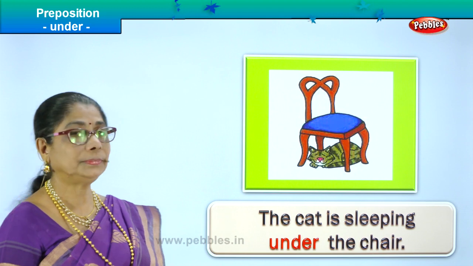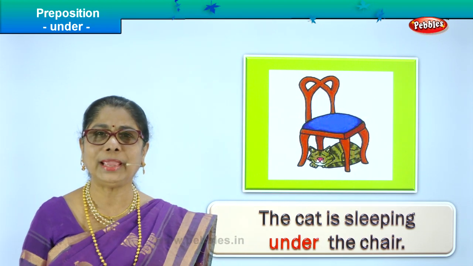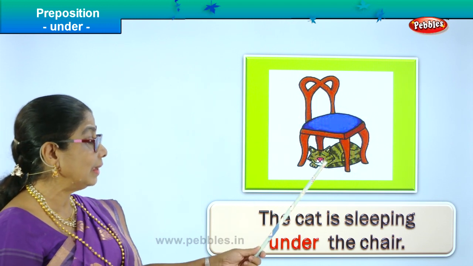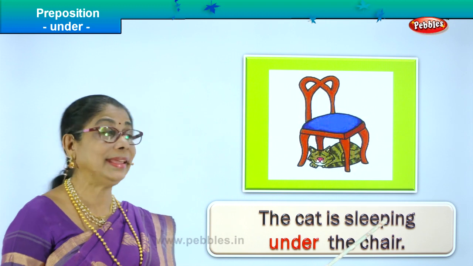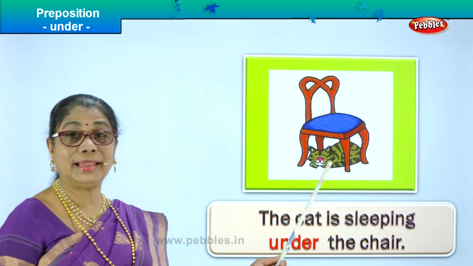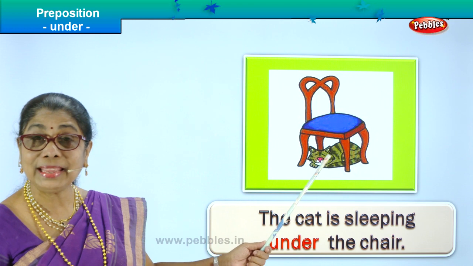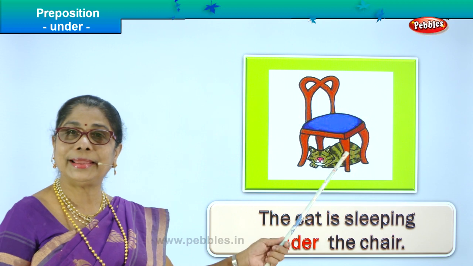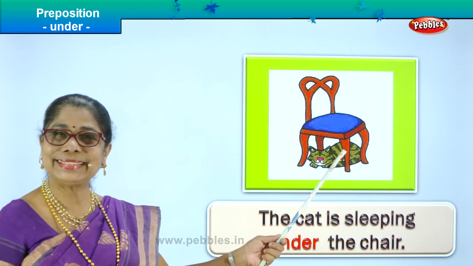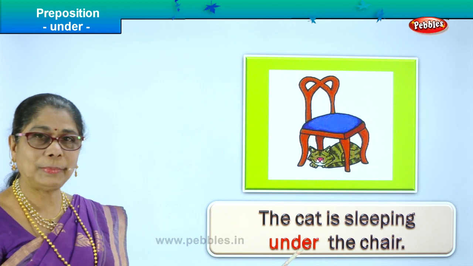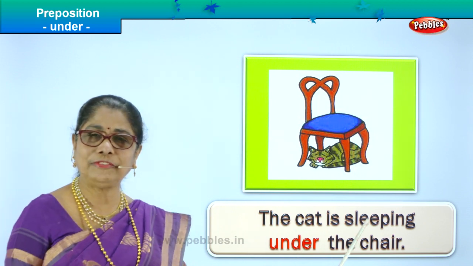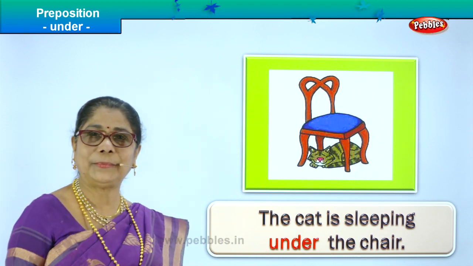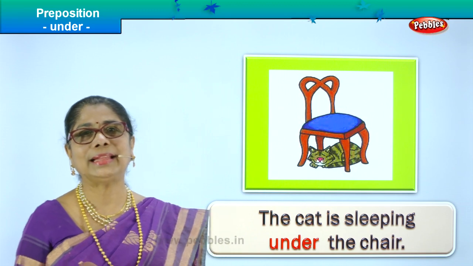Look, your little pussycat. Where are you looking? Pussycat is there under the chair. Where is the cat? The cat is sleeping under the chair. Where is the cat sleeping? The cat is sleeping under the chair. Yes? Under. Preposition under in the sentence. Look carefully and read it again. The cat is sleeping under the chair. Good. Let's look at another picture.